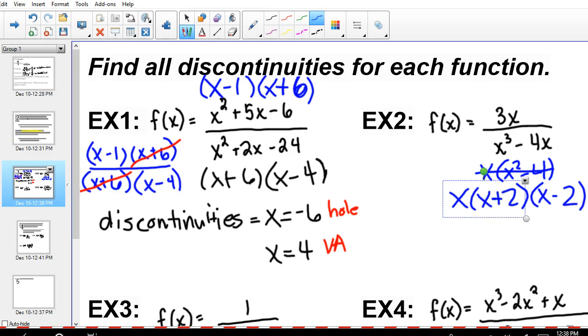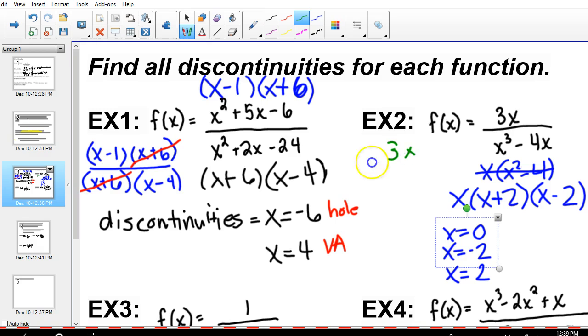That's a plus 9, minus 12. All right, so I have discontinuities. That x is going to be at x equals 0. I'm going to have one at x equals negative 2, and I'm going to have one at x equals positive 2. And so let me rewrite this over here. I've got 3x over x times x plus 2 times x minus 2.